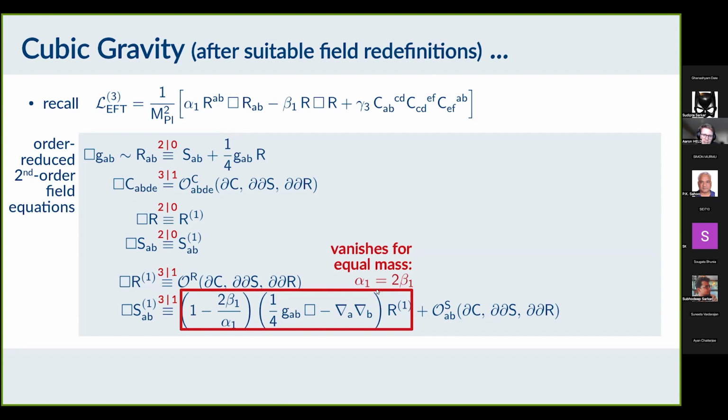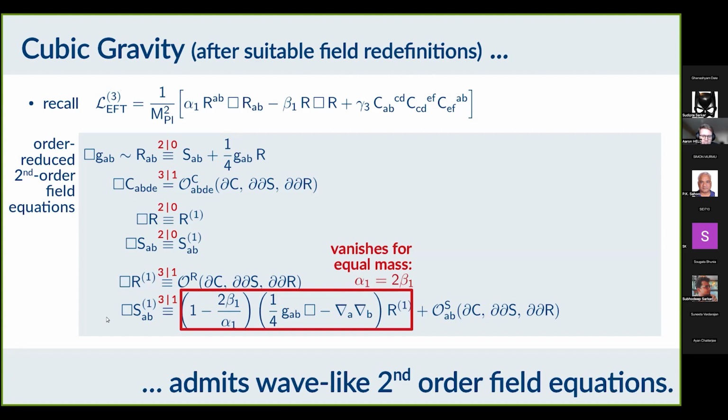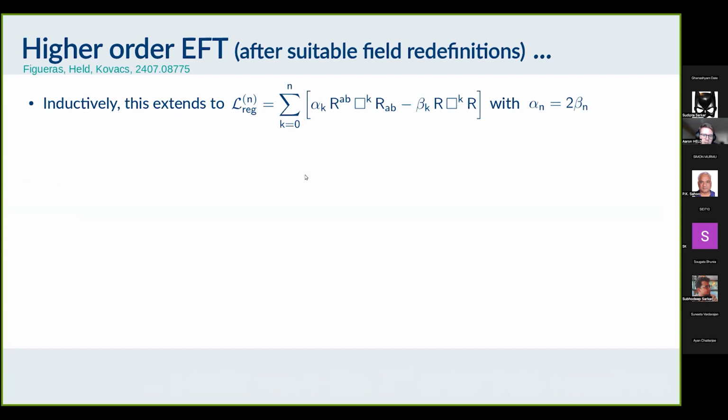And that means that I either have to use field redefinitions, or I have to use yet another order in the EFT and add the respective regularizing equation to the equation of motion. But then you admit wave-like second-order field equations, and also the cubic theory has a well-posed initial value problem. And now I've already talked about this tower of equations. It's very suggestive now that you can do this to any order.